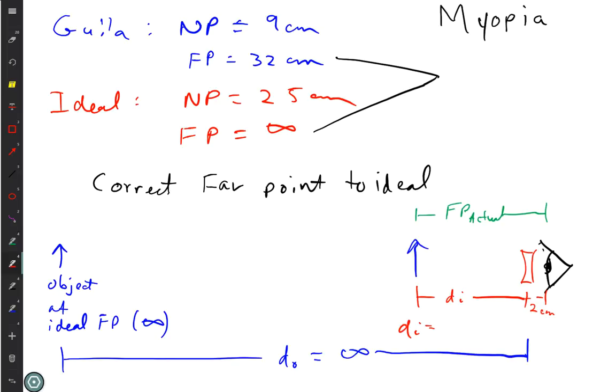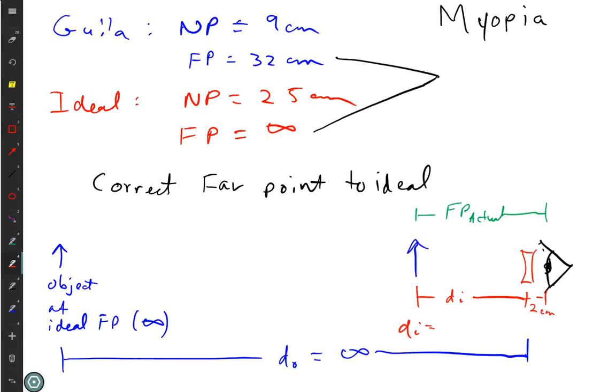Let's start with the easiest thing. Is it positive or negative? I already asked this, so it's not a new question. If the image is on the same side of the lens as the object, is it a positive or negative image distance? It's a negative. Okay, so it's got to be a negative value. And it's not going to be the far point actual because the lens is not at the eyeball. It's going to have a magnitude that's the actual far point minus that offset of 2 centimeters.